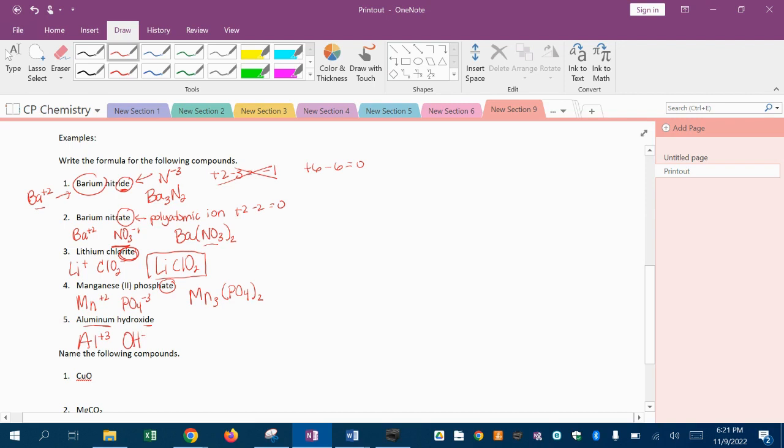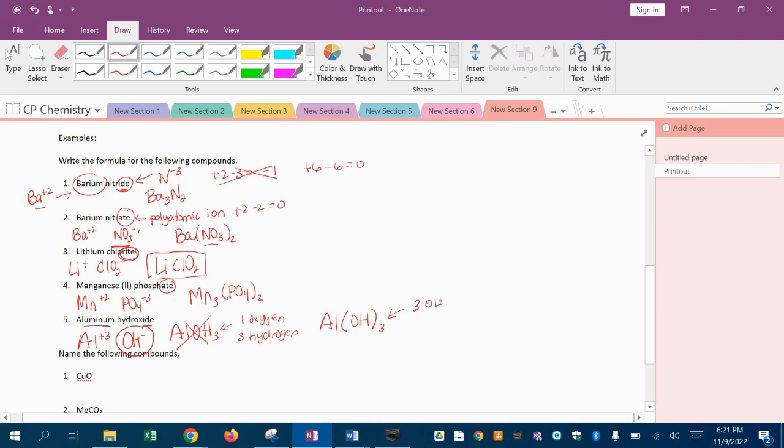So thinking about that, we know the charges don't cancel, so we need 1 aluminum and 3 hydroxides. Another common mistake is students will write this, AlOH3. That's wrong because you did not use parentheses. The way this is written, you have 1 oxygen and 3 hydrogens. That's not what you want. You want 3 hydroxides. So to fix this, we would have Al, parentheses, OH, close your parentheses, 3. When I write it like that, this is saying I have 3 OHs.